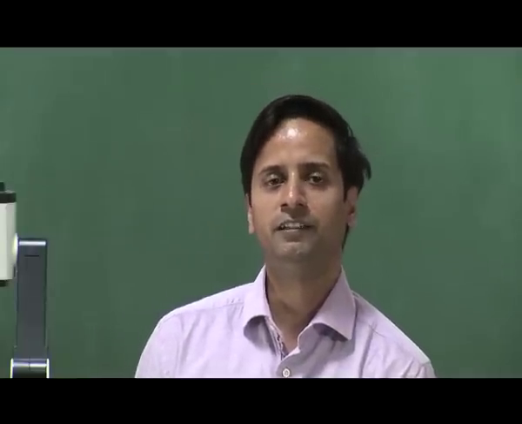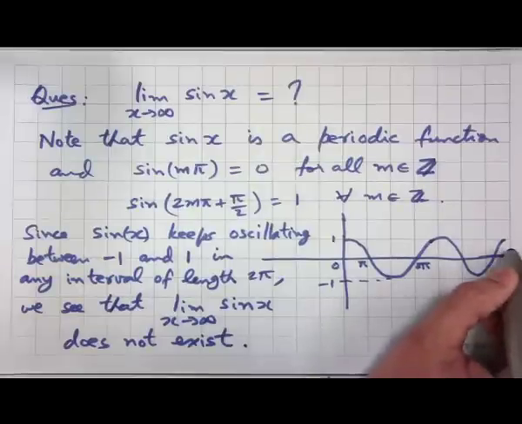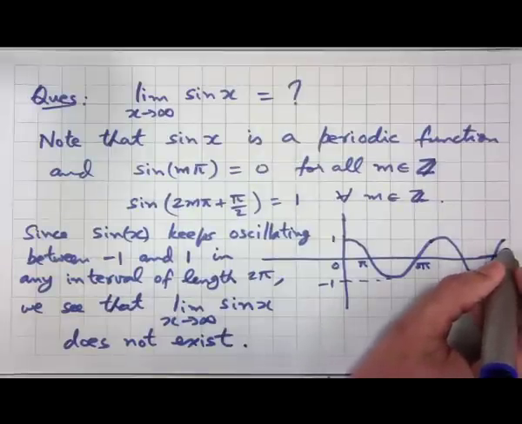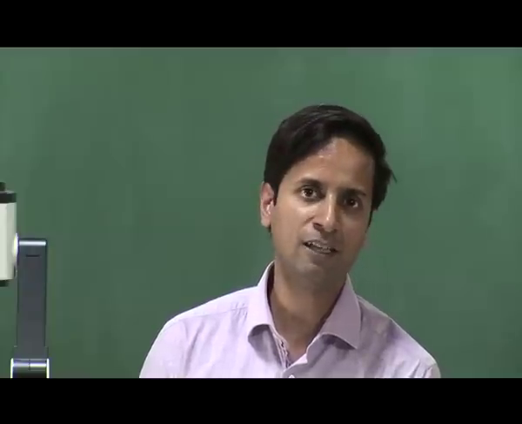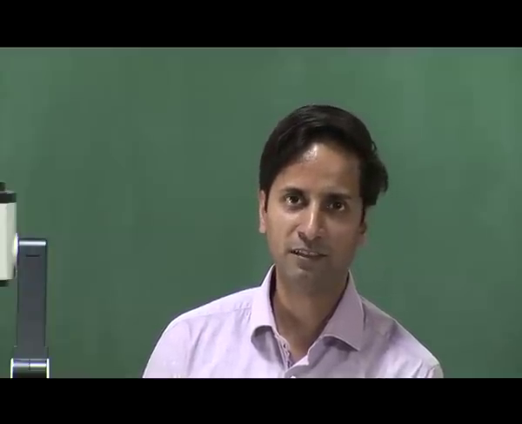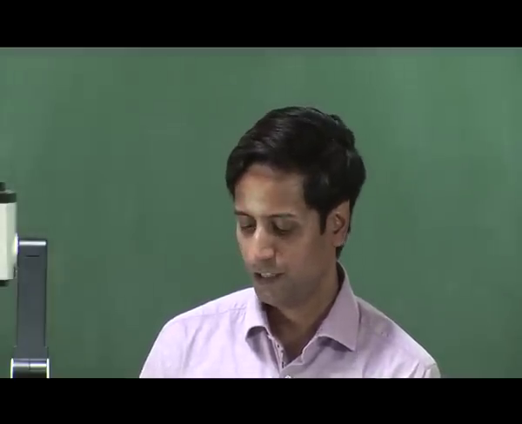So, this is an example where the limit of a function at infinity does not exist. Here, no matter what value of L you take, you cannot make the function lie between L minus epsilon and L plus epsilon by choosing x to be large, because the function will take all the values between negative 1 and 1. So, no matter what L you choose, the function will not remain close to L for all large values of x. That is why the limit of sin x does not exist.